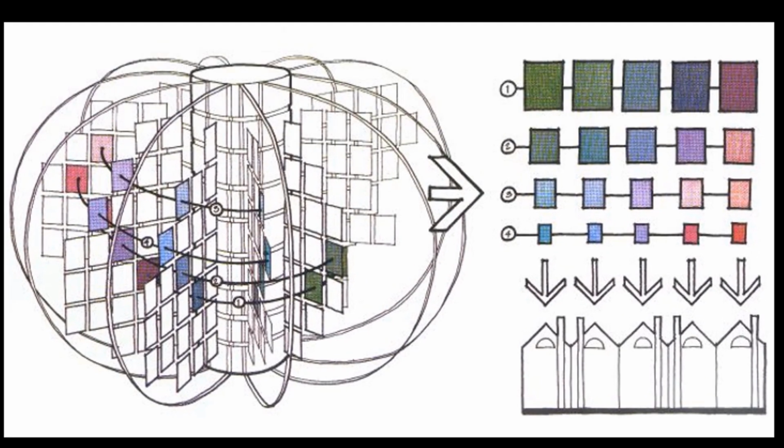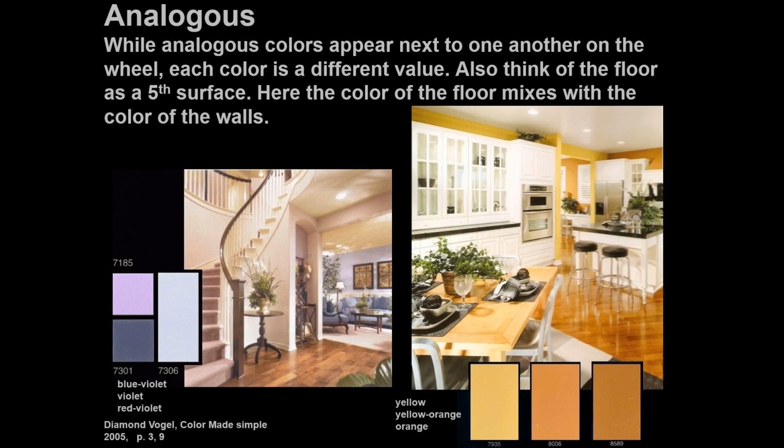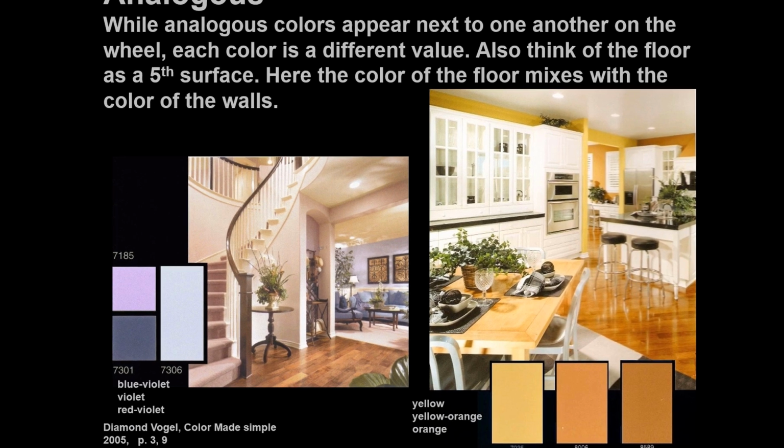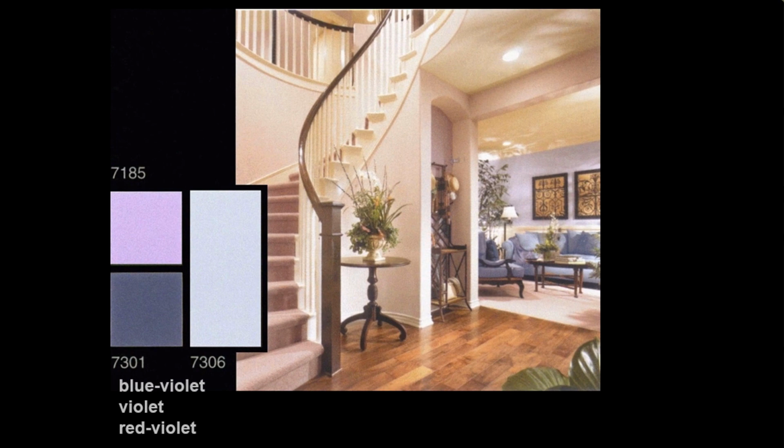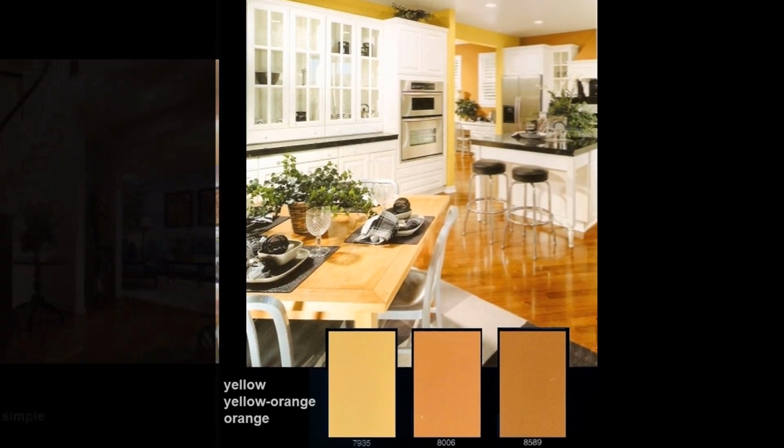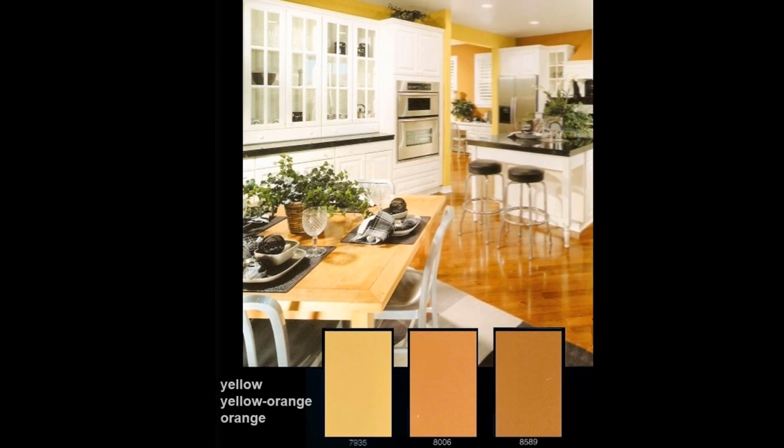And this progression was put together looking at the Munsell color sphere, applying certain colors to certain parts of the building, making an interesting streetscape. A couple of analogous schemes here. We also have ceilings and floors that come into play. They are surfaces that have color and can affect the room. Here's a blue, violet, violet scheme. Yellow, yellow, orange, and orange scheme.